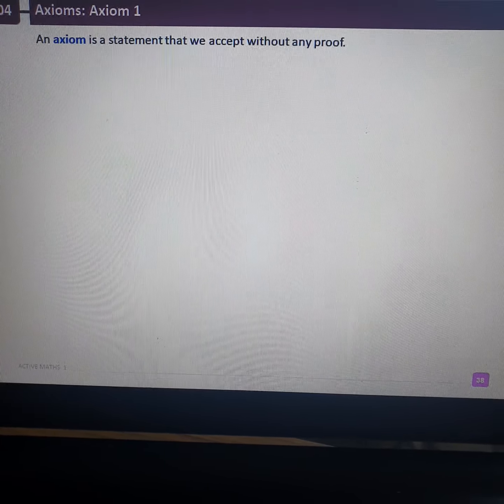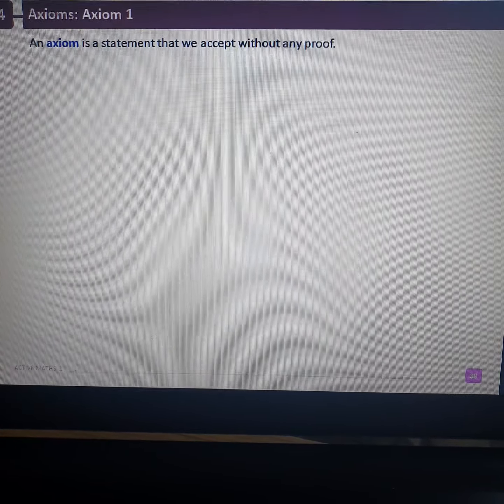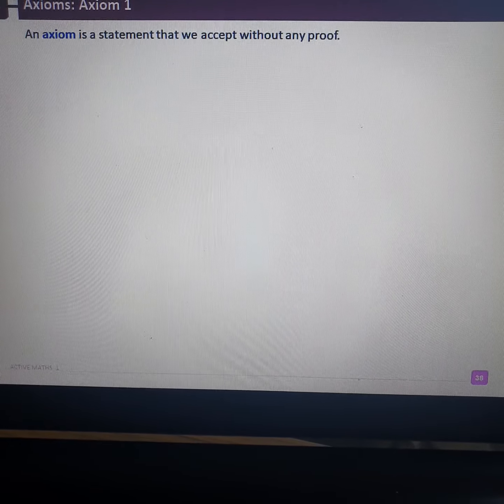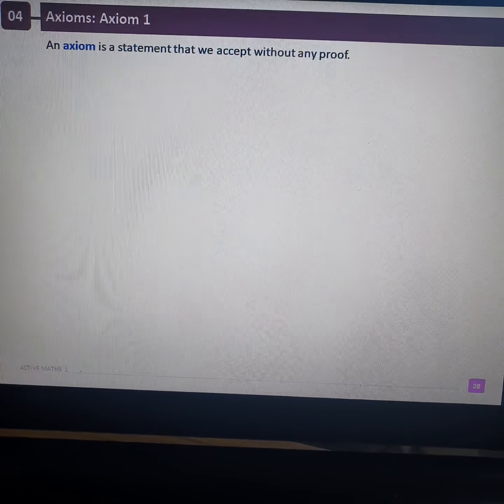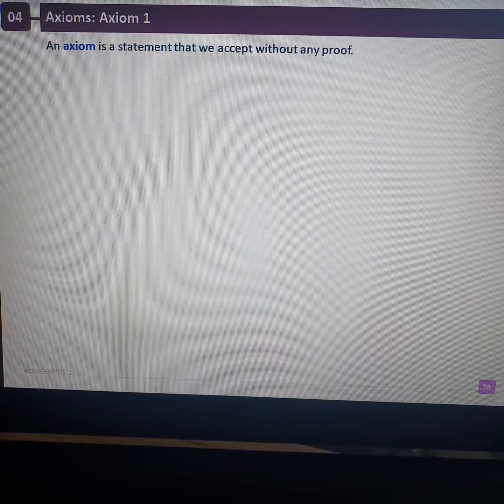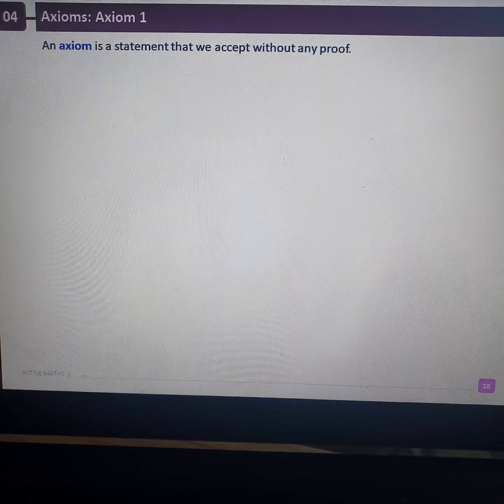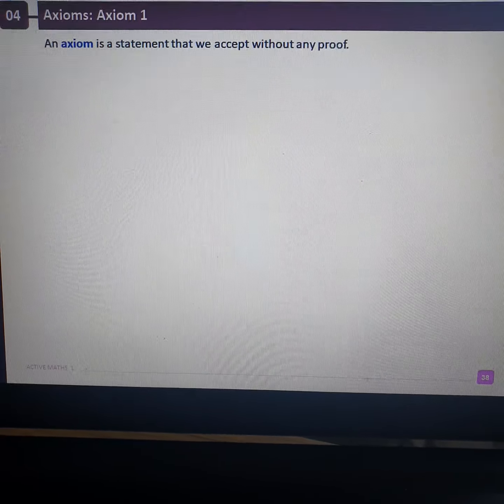So an axiom is a statement that we accept without proof. Eventually, when you continue on into your second year and third year maths, you will be doing theorems and proofs. But an axiom is a statement that we accept without proof. We don't have to prove it, okay?